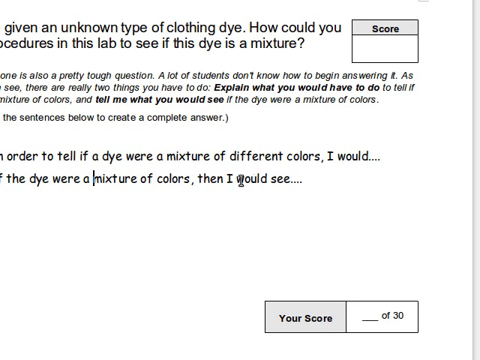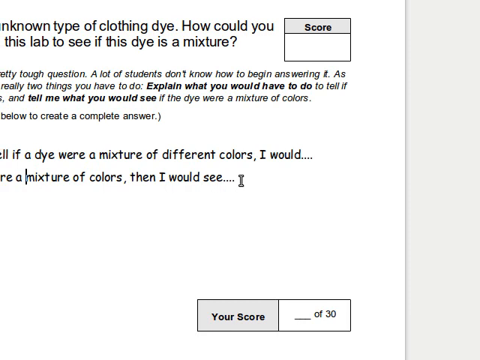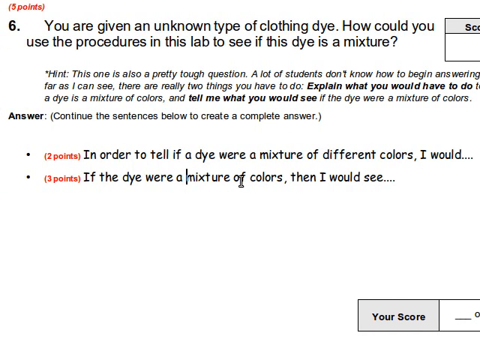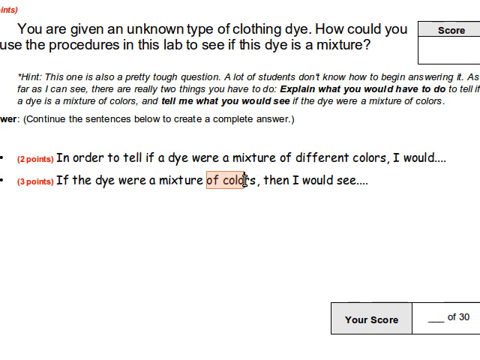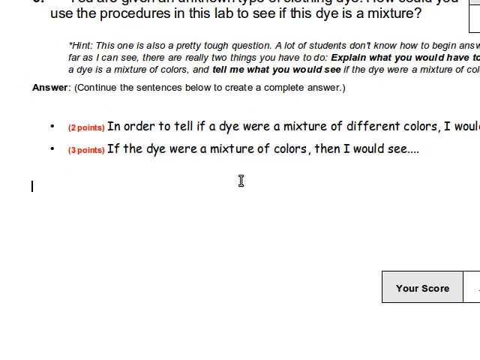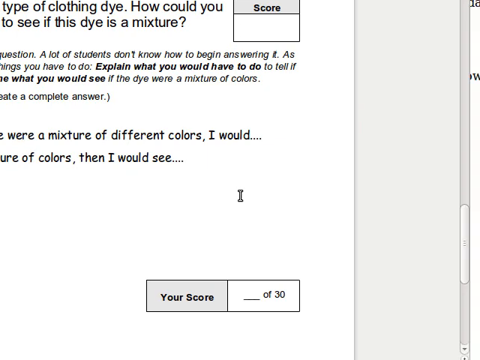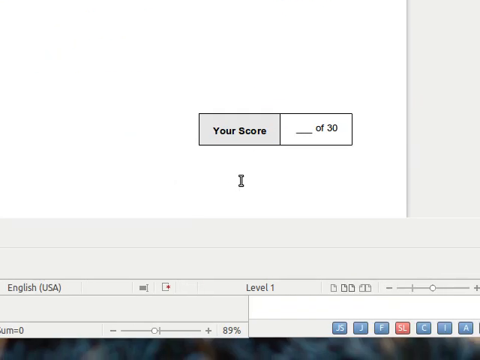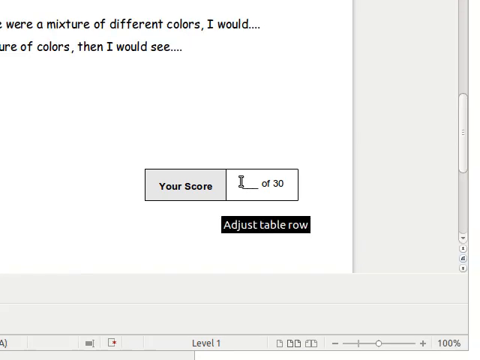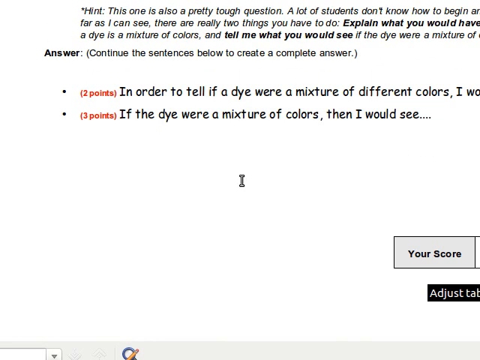So tell me what you would see if the dye were a mixture, and I added of colors just to make it real clear for you. And I'll give you 3 points for a correct answer. That's it. That's the last question in this lab. If you get them all right, you'll get 30 points from me. If you don't get them all right, I will hand it back to you in the Dropbox with comments, fix those errors, turn it back in, and I'll regrade it.